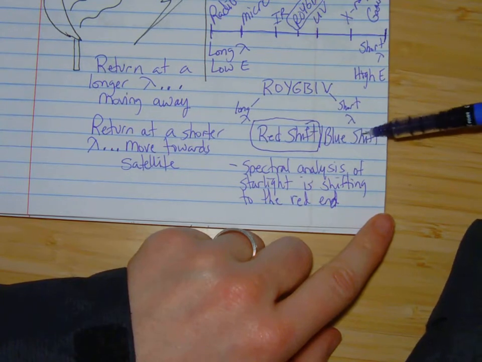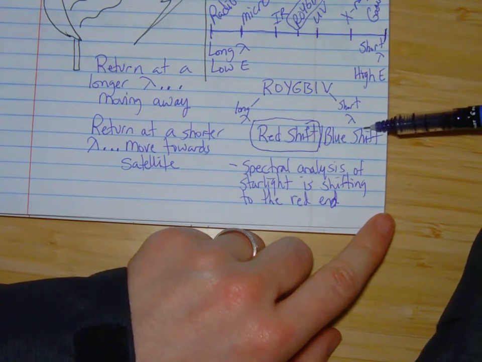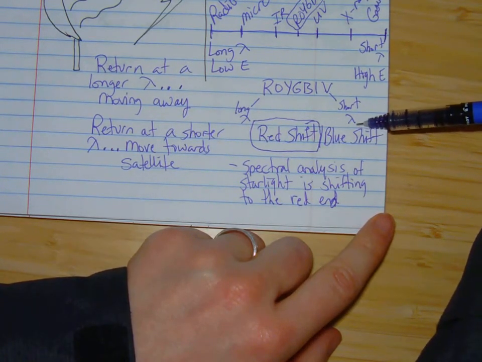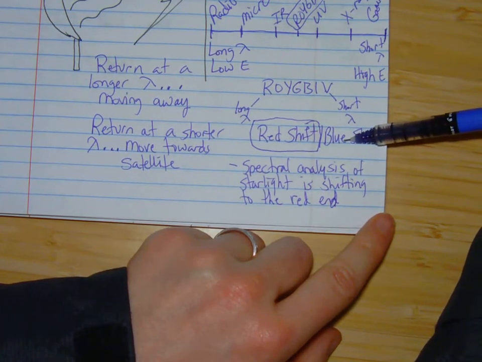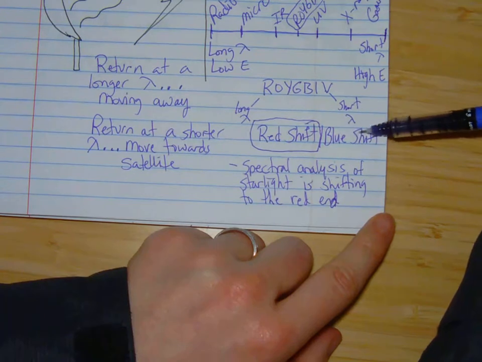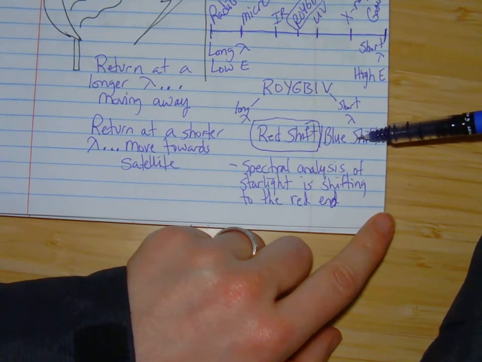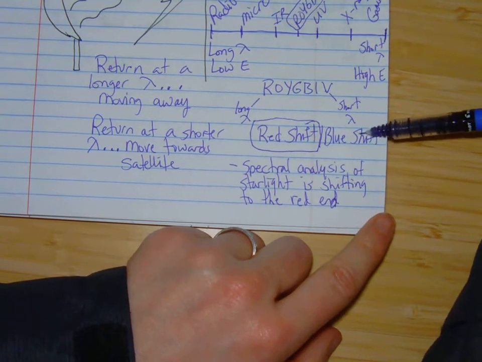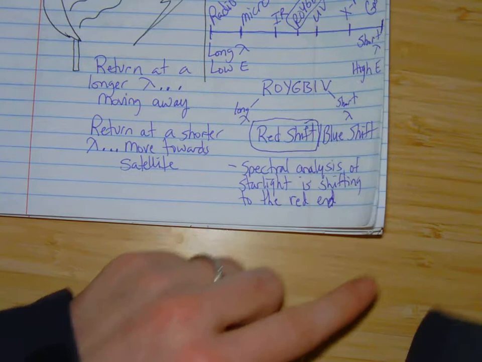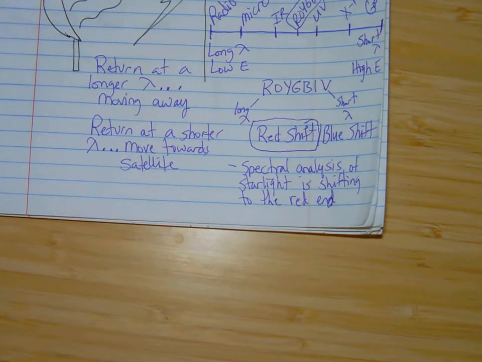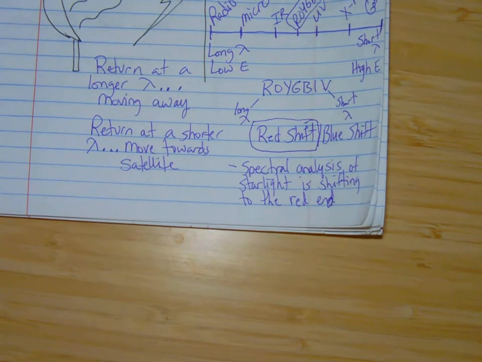Just make sure you understand the flip side of the coin. If all of a sudden, the astronomers are watching these spectral analyses come in, and they start to see, whoa, starlight is shifting to the blue end, well, that would then mean that the universe actually is starting to contract, okay? But it's not doing that right now. We're seeing longer wavelengths come back, which means that the universe is expanding.